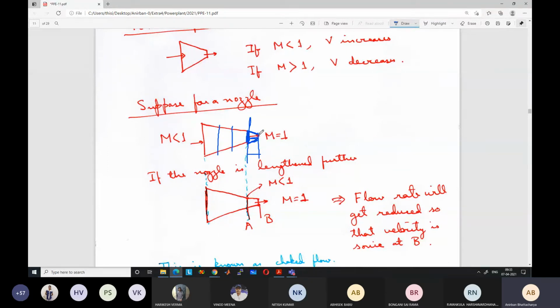So what does it mean? If I elongate this nozzle, the flow velocity cannot remain as Mach number 1 at this section. The flow velocity will become Mach number 1 at the outlet. So flow velocity can only become equal to Mach number 1 at the minimum area region, which is the outlet. And the flow will automatically adjust so that the flow velocity becomes less than Mach number 1 at the previous location.